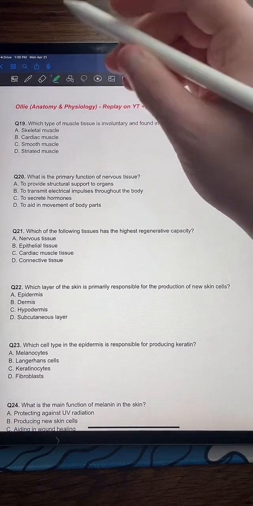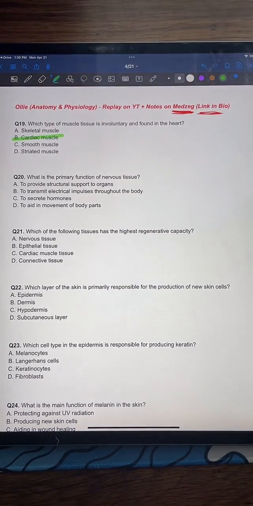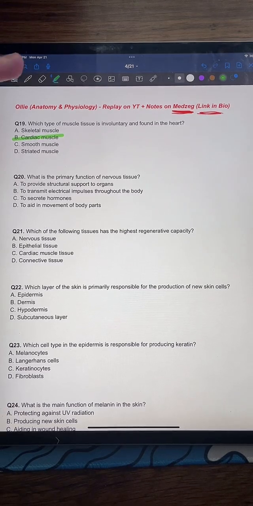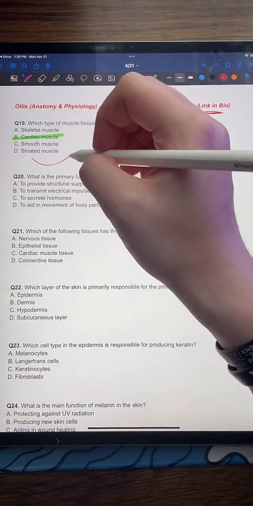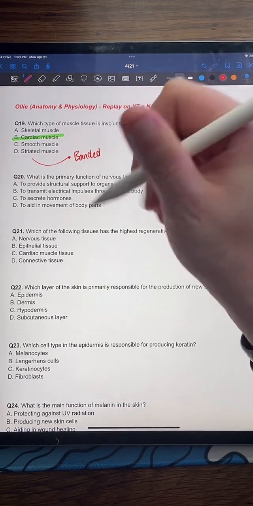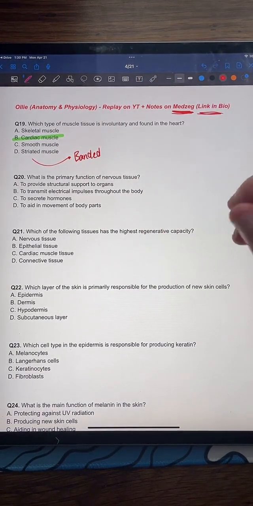Number 19, the answer is B. It is cardiac muscle. Again, cardiac muscle is involuntary and it's found in the heart. Smooth muscle is also involuntary, but it's more found in ducts. Skeletal muscle is voluntary and it's kind of what surrounds your bones for movement. Striated muscle is a general term that can apply to both skeletal and cardiac. Basically means banded, which is more so for rhythmic contractions.